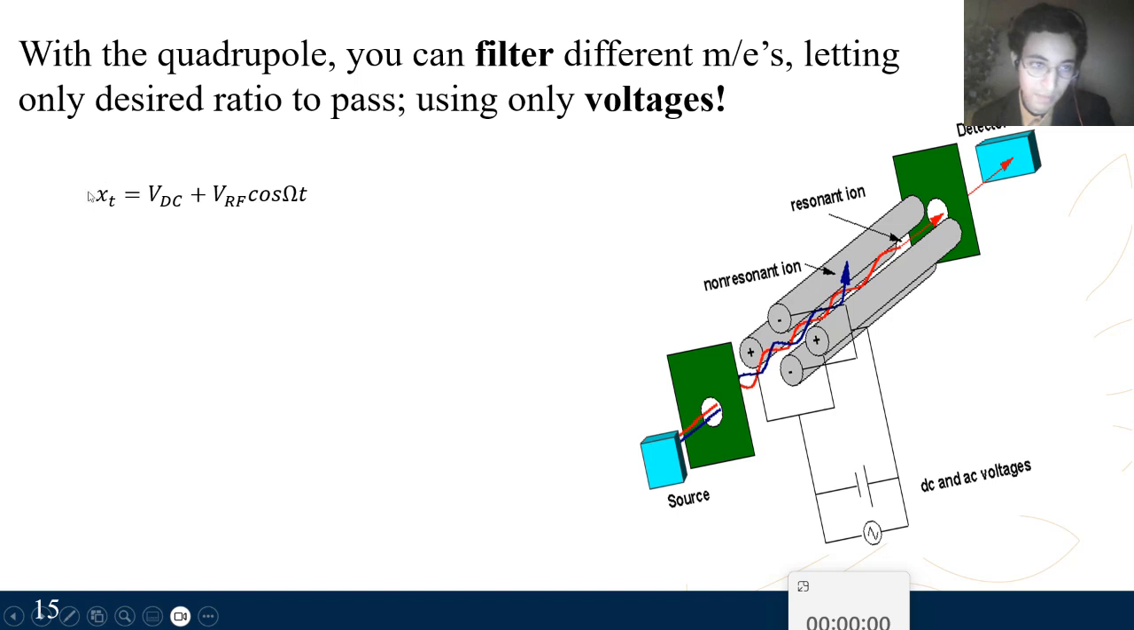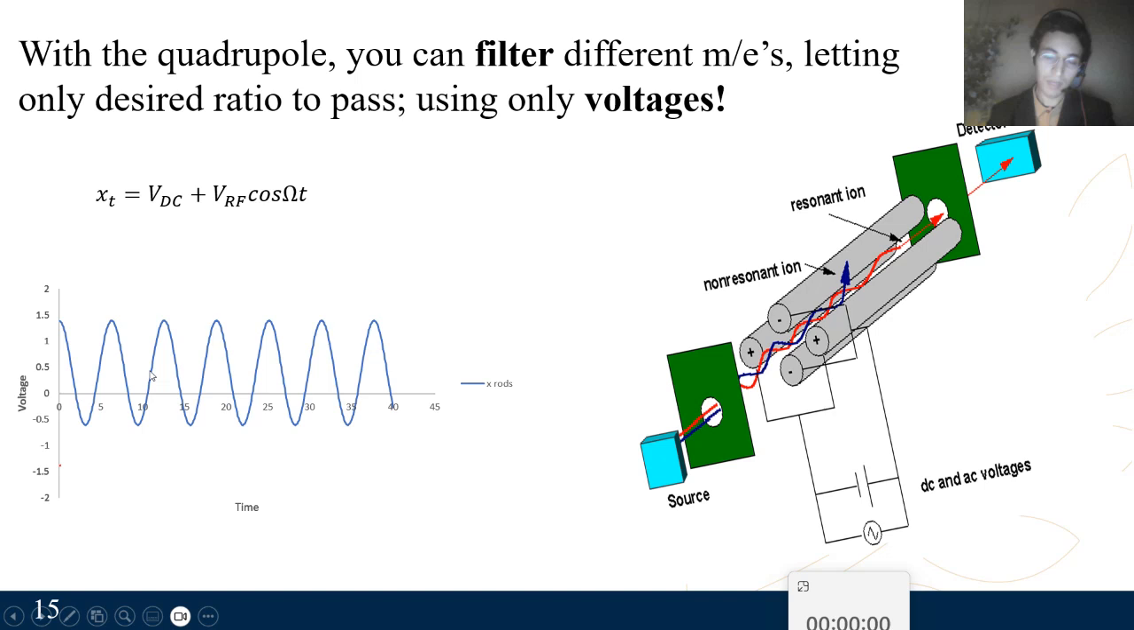These are the voltages being supplied to the X rod: the voltage of the direct current plus the voltage of the alternating current. And we have it like here. Look at this, it's alternating. So remember, you have the ion going through, and it's being jiggled around by the different potential fields.